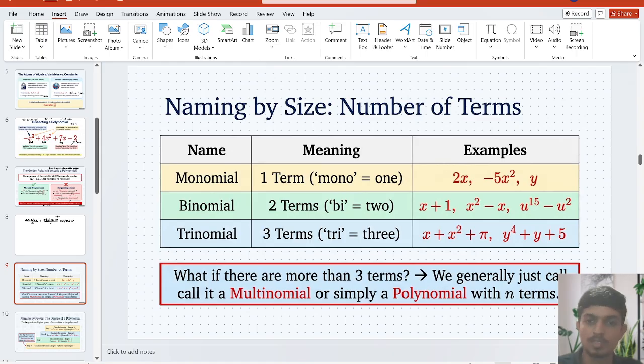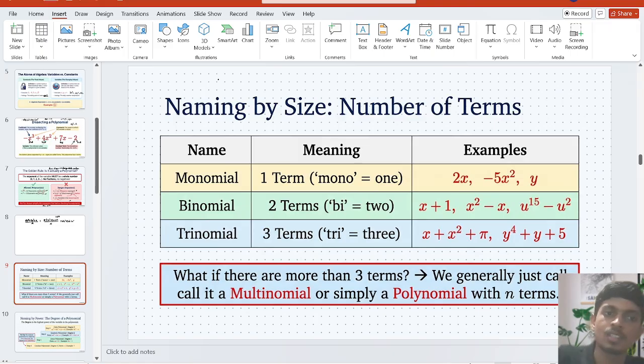Now trinomials mean three terms. Now you can say x square plus x plus pi is a polynomial in x. It has 3 terms, so it is a trinomial. y to the power 4 plus y plus 5 is a polynomial with three terms in the variable y. What if there are more than 3 terms? Then we generally just call it a multinomial or simply a polynomial with n terms.